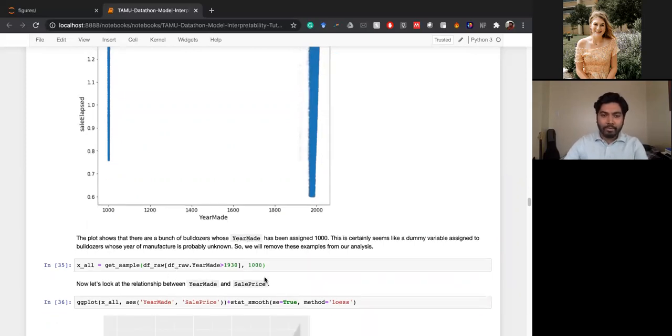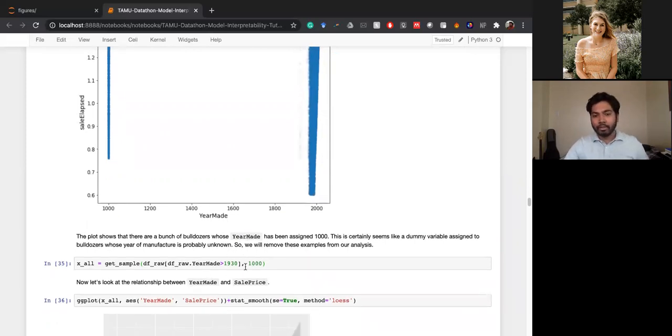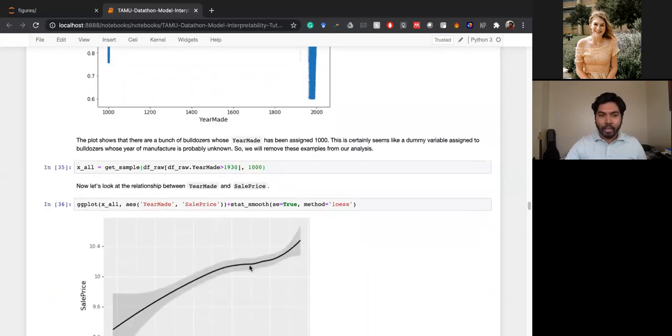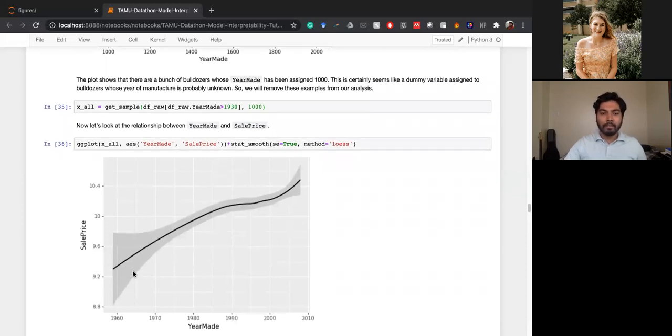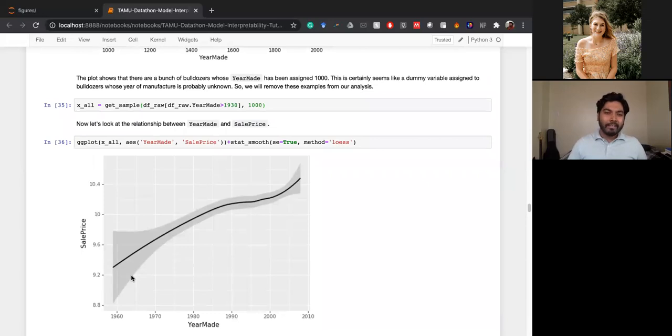So that's what I do here. I only look at equipment that has been made after 1930. And now if I plot the relationship between the year made and the sale price, in general, we would expect a straight line, I mean, a linear plot.